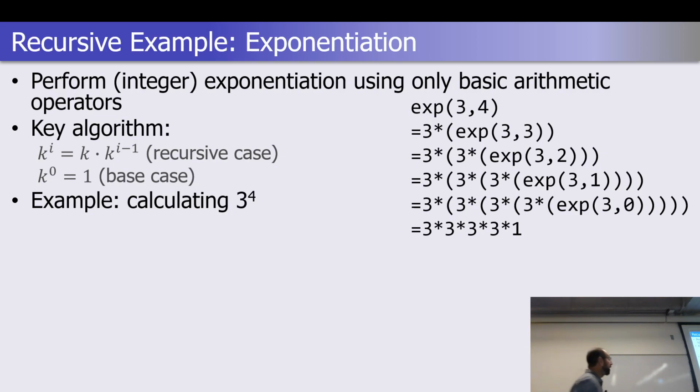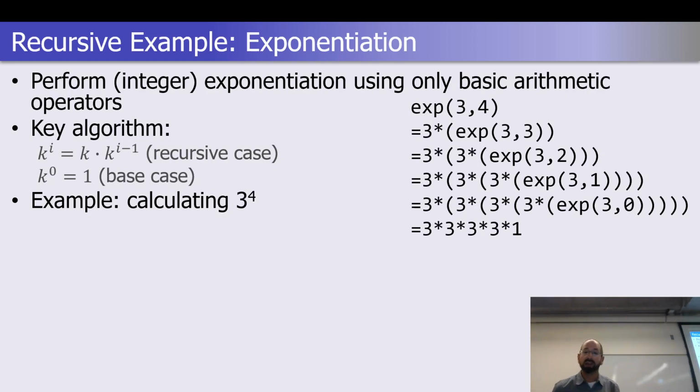We take the larger problem, calculating k to the i, and break it down into solving k to the i minus 1, and then combine that result by multiplying it with k. That is the recursive case. Eventually, and this only would work for integers, as we go from i to i minus 1 to i minus 2, etc., all the way down, we get to i equals 0, and then that could be our base case, because for integers, calculating k to the 0 is always going to return a value of 1.